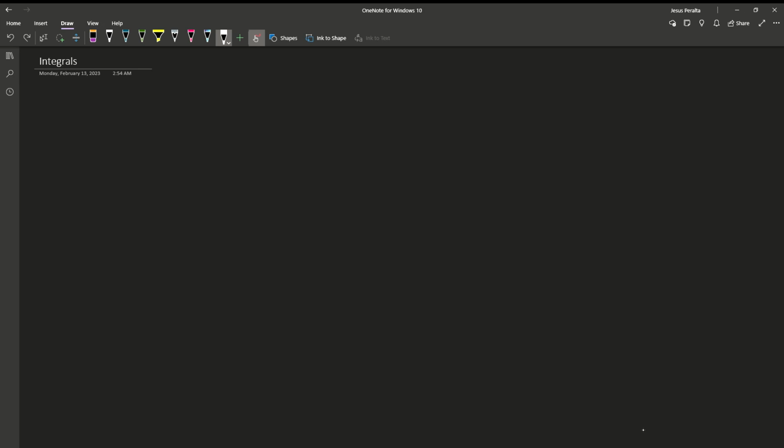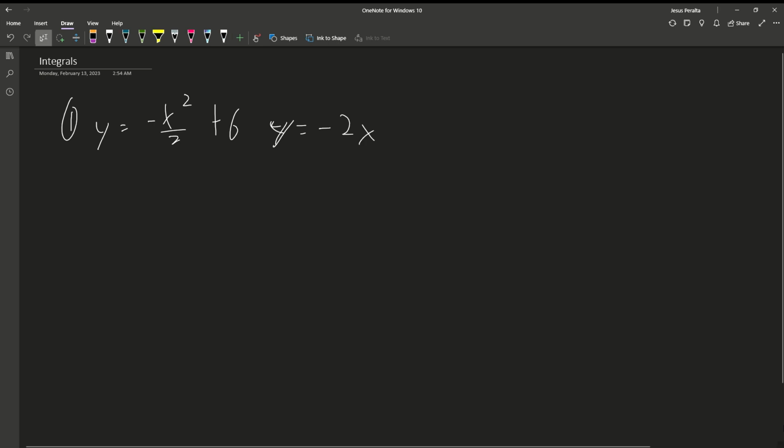Okay, we're just gonna do two fast and simple problems. Number one is y equals negative x squared over 2 plus 6, and our second equation is y equals negative 2x. Okay, so from here we are just going to set them equal. Oh, and our bounds are from negative 3 to 2.